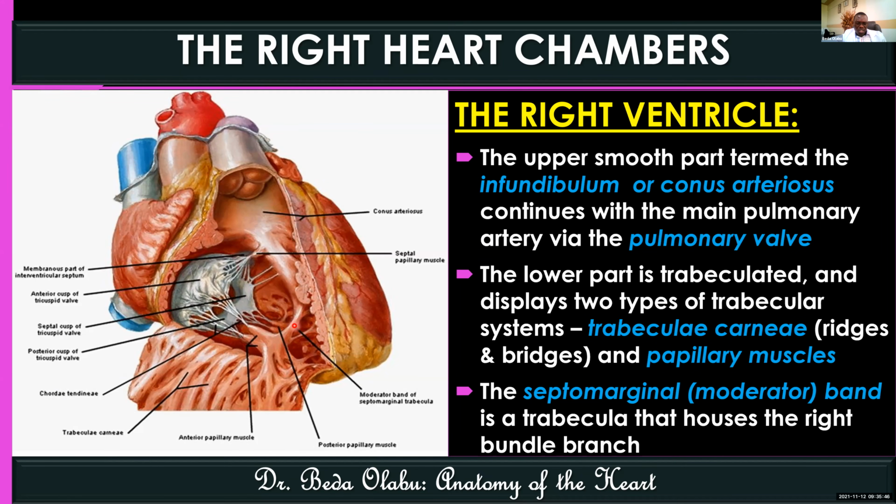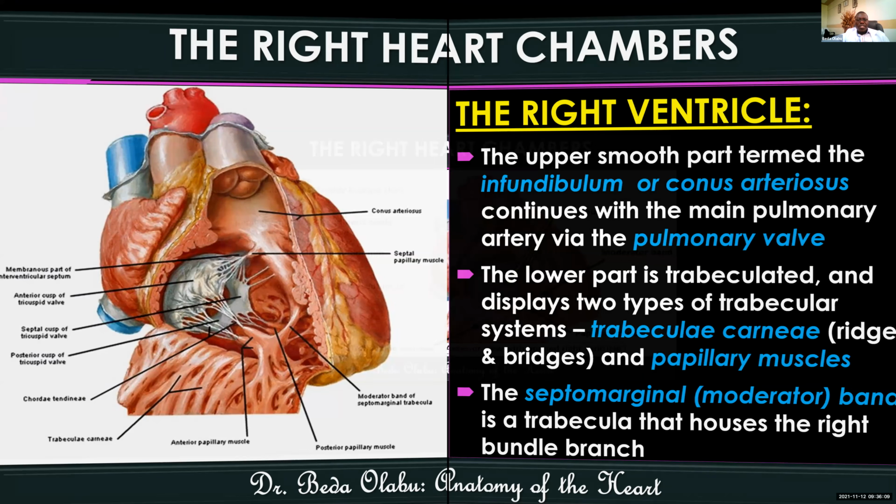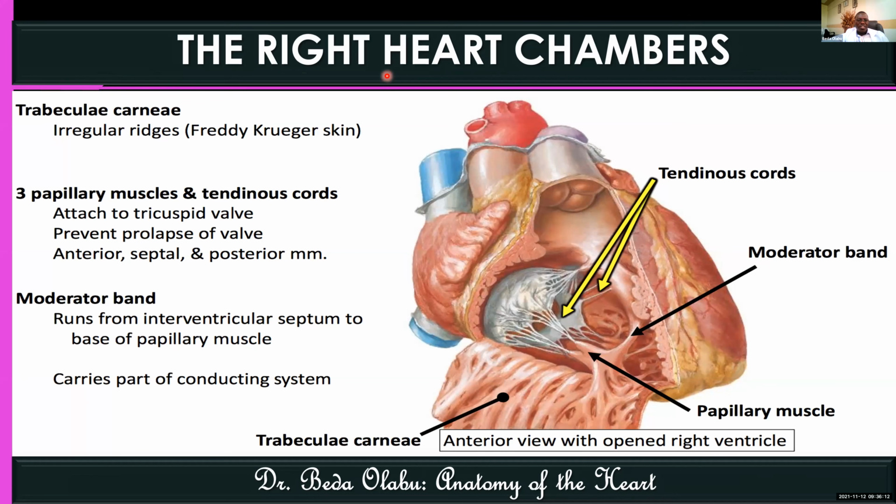It is important to mention it because it contains the right branch of the conduction tissue of the heart. It contains the tissues that conduct impulses to the right ventricle. So it's very important to mention it. We will revisit that shortly. Okay, so those are the right heart chambers. We've talked about the trabecular systems, the papillary muscles, and I've mentioned something about the moderator band.